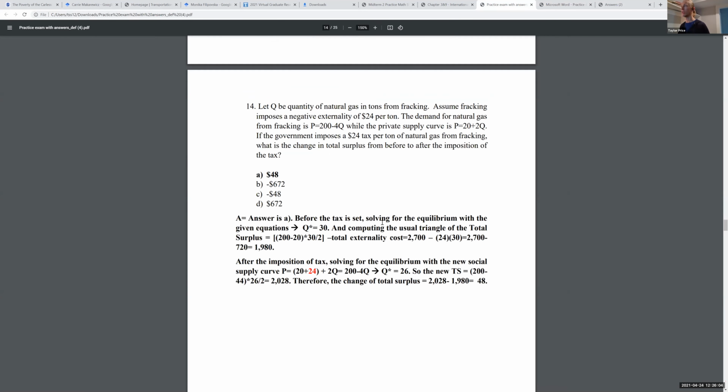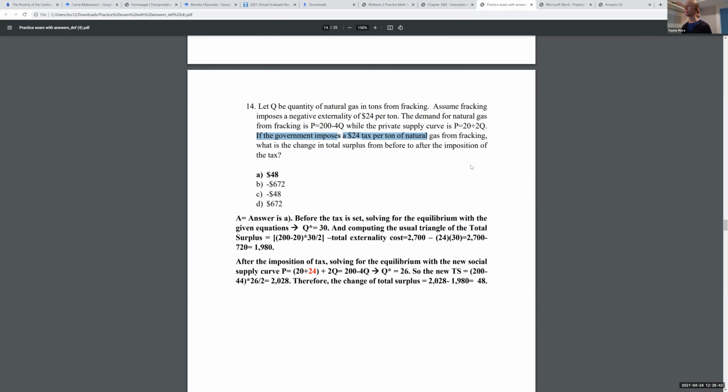Okay, 14. So let's see what this one's asking. Quantity. This one is giving you the demand equation and supply, and then they're telling you that there's a negative externality of $24 per ton from fracking. Because of that, the government imposes a $24 tax per ton, basically because they're trying to get the industry to internalize that negative externality.